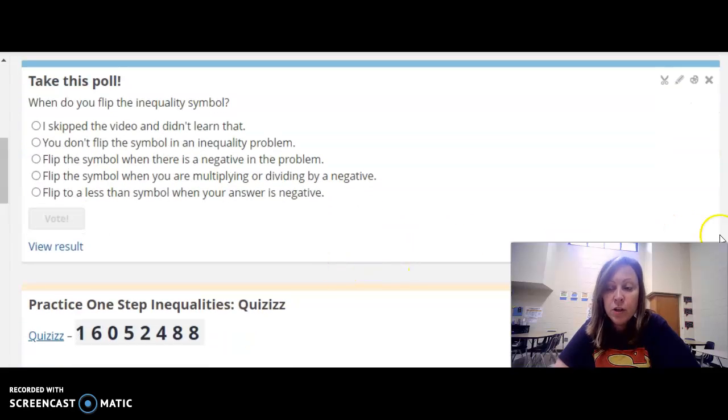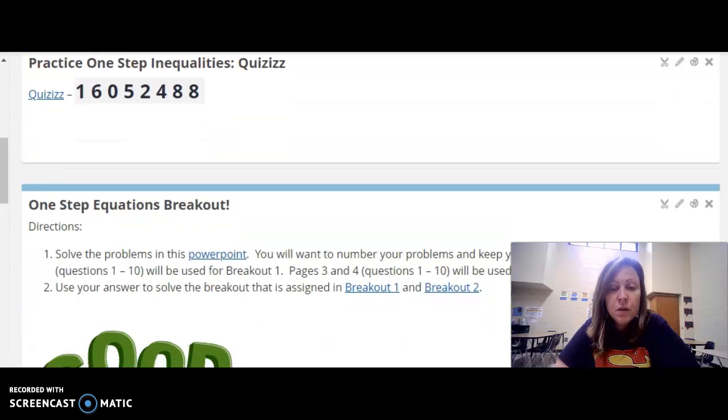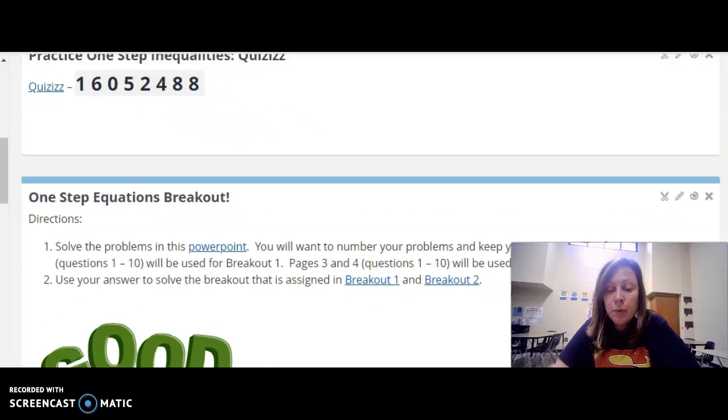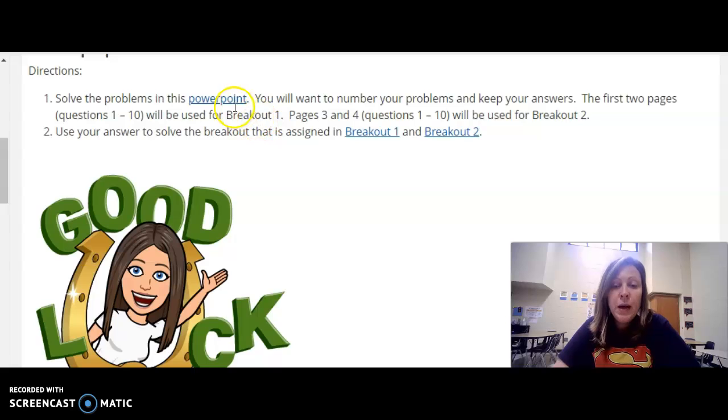There's a quick poll for you to take. There is a quizzes practice. There's your code. And then there is a breakout. So there's a PowerPoint link that has some problems. And you will do the first 10 related to this first breakout. And then the second set of 10 questions will be related to breakout 2.